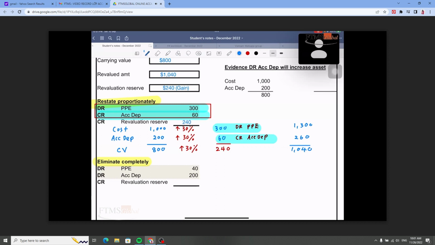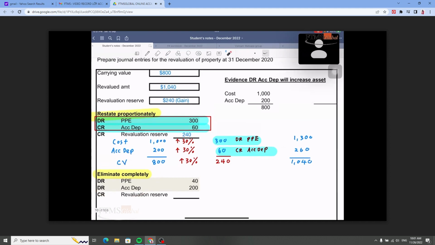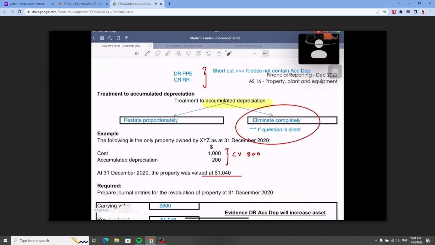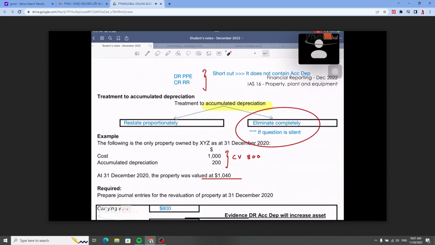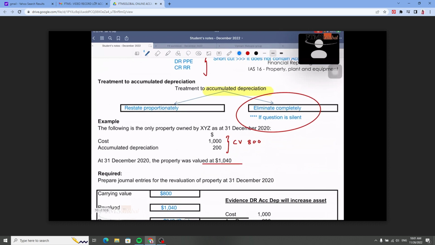Okay, then now we move on to the next one, eliminate completely, right? So for eliminating completely, there's a shortcut. In your exam, you can apply a shortcut. Shortcut means just do it, don't care, right? So I show you what is the shortcut. If you just want exam speed, you can just do something like that. Okay, what I put here is a shortcut.